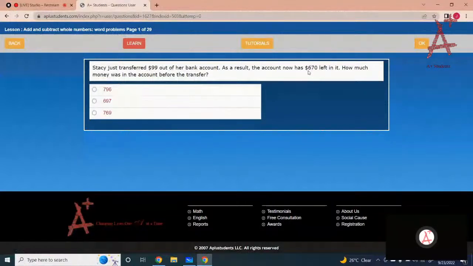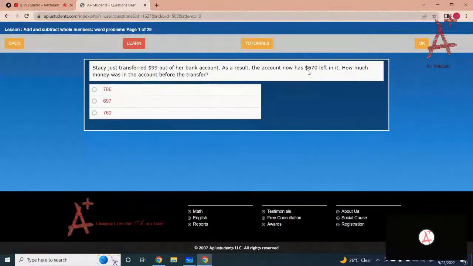Okay, so let me read the question. Just listen to me carefully. We have the same questions on the test, so you can start the test at your side. Stacy just transferred $99 out of her bank account. As a result, the account now has 670 left in it. How much money was in the account before the transfer?